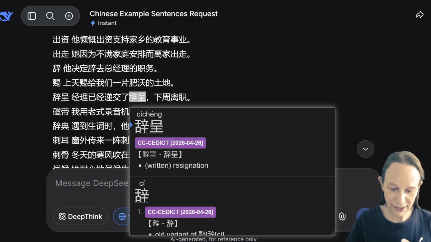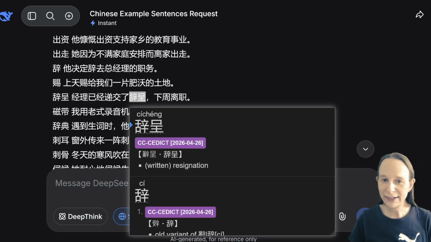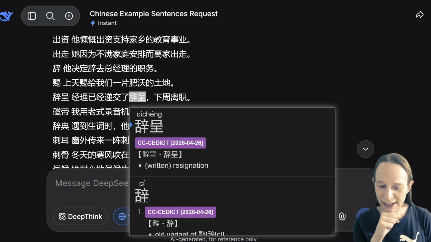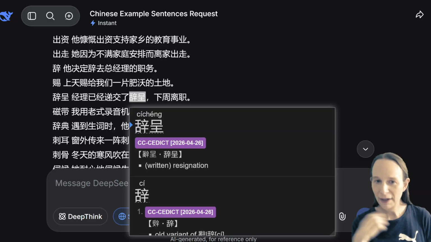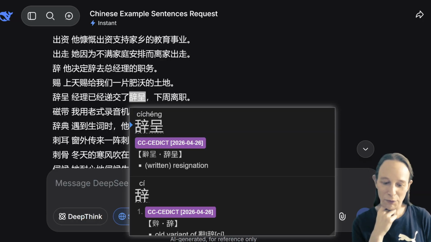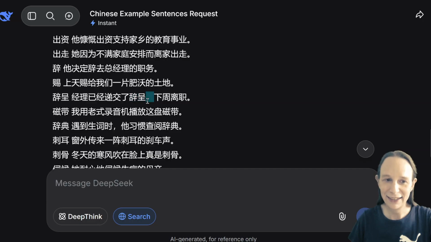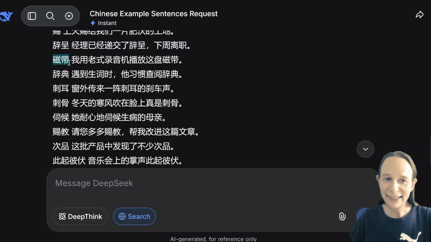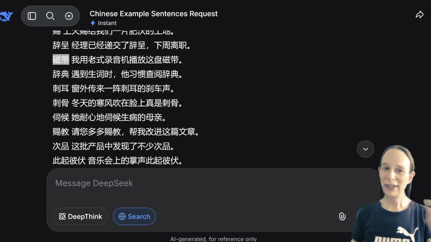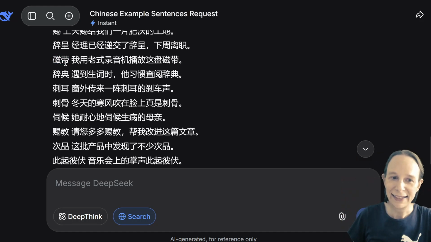请求辞去职务的书面申请. So it's a written resignation. It is a written application to be 辞去职务, to be removed from one's work duty. All right, so written resignation. 辞呈.